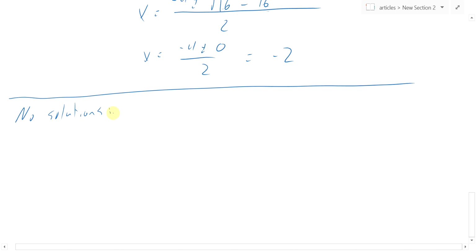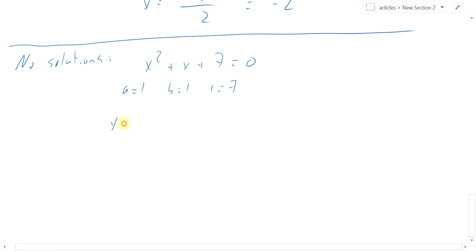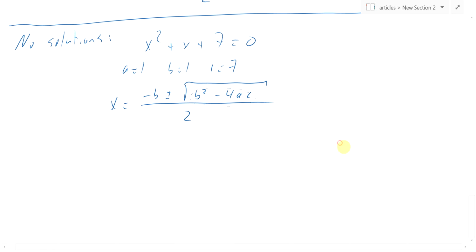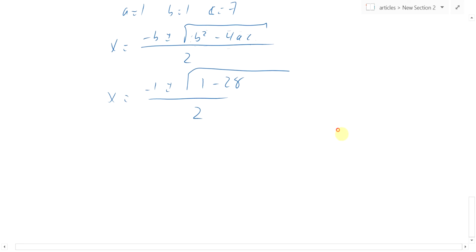So if we take x squared plus x plus 7, a equals 1, b equals 1, c equals 7, and what is x there? Well, remember, x equals negative b plus or minus the square root of b squared minus 4ac all over 2a. The question is, what happens if the thing inside the square root is negative? Because you can't take the square root of a negative number. So negative 1 plus or minus the square root of 1 minus 4 times a times c, that'll be 28, all over 2, and of course this example gives us a negative inside the square root. So what do you do with that?